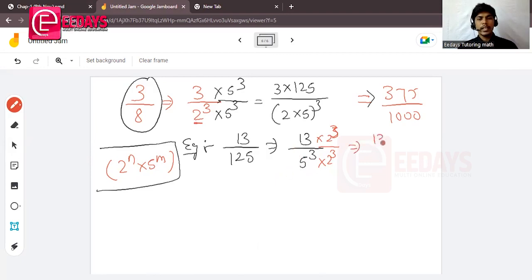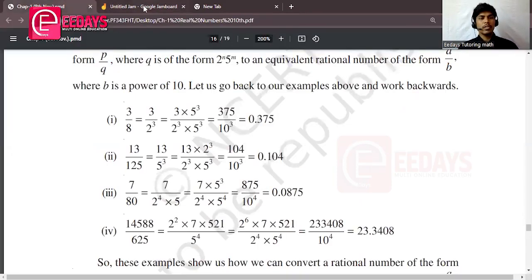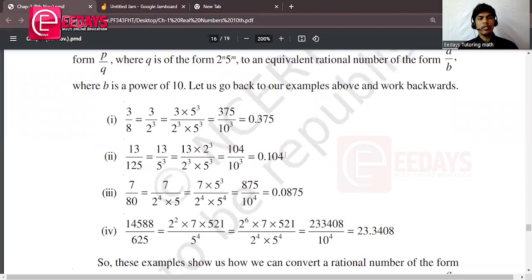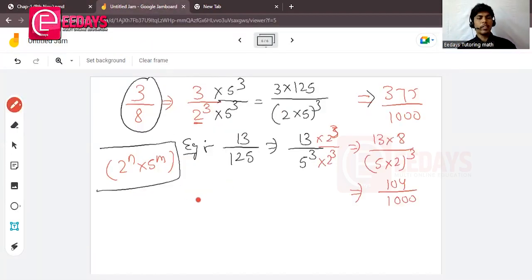Let's write it here. (13/5)^3 is nothing but (13 into 2) cube is nothing but 8 by 5 into 2 whole cube. 13 into 8, so you'll get 104. 104 by 5 into 10 whole cube is nothing but 10 cube, that is 1000. So that is why you'll get 0.104. I hope everyone understood how to convert the denominator as a power of 10.